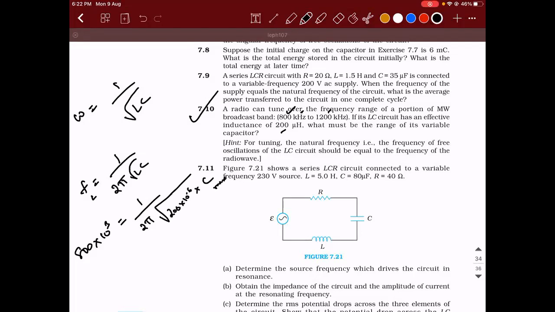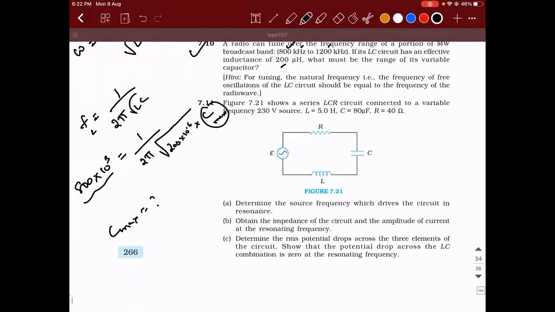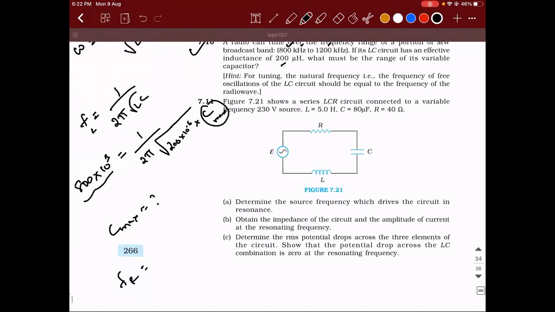Why did I write C as maximum? Because when frequency is least, when the numerator is least, the denominator has to be maximum. Right? So from this, find the value of C max. Similarly, when frequency is high, then 1 by 2 pi into root of L into C will be minimum.